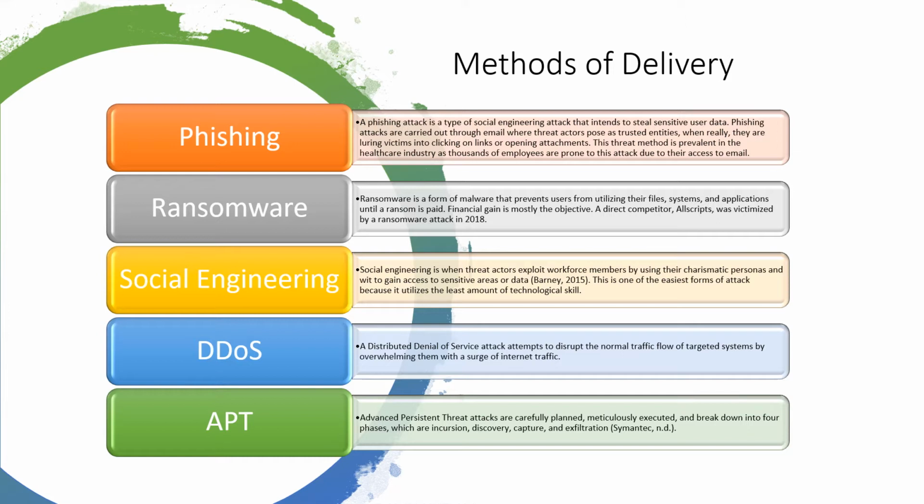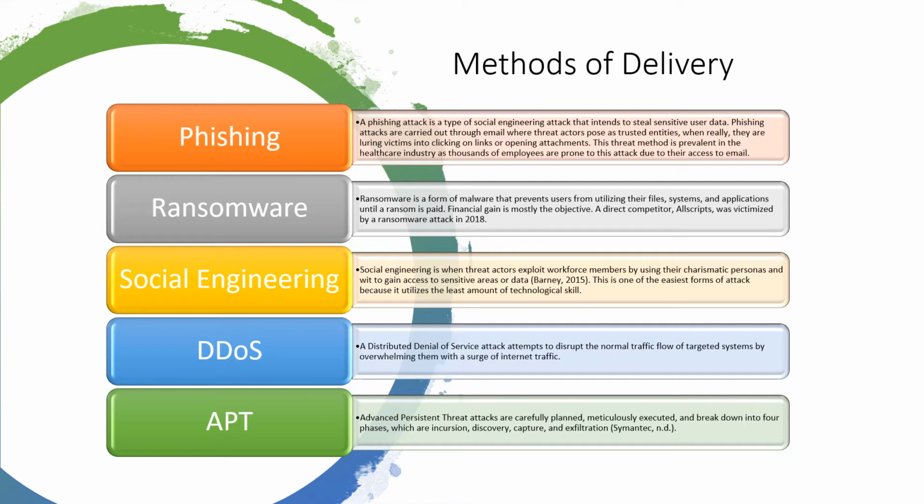A phishing attack is a type of social engineering attack that intends to steal sensitive user data. They are mostly carried out through email, where malicious actors pose as trusted entities when really they are luring victims into clicking on links or opening attachments. This threat method is prevalent in all industries, especially healthcare, as thousands of employees are prone to this attack due to their access to email.